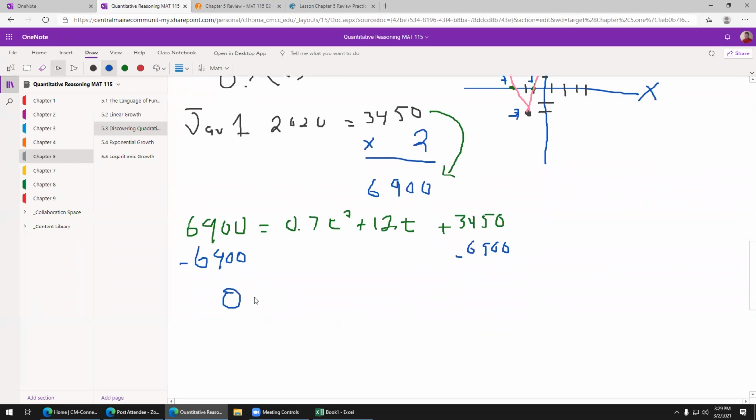So I get 0 equals 0.7t squared plus 12t minus 3450. So 3450 minus 6900 gives you minus 3450. Now, what I can do is apply the quadratic formula. Because I got it to equal 0, I have an A, I have a B, and I have a C.